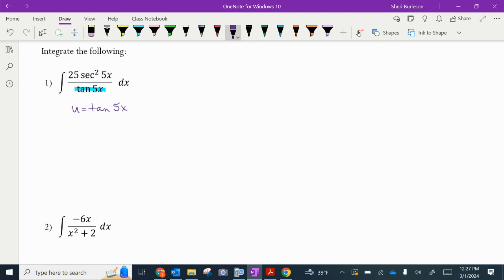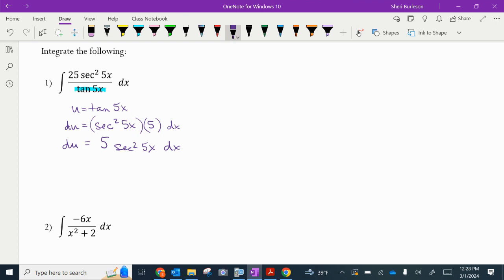And as soon as I saw a tangent and a secant squared, that should be my clue that tangent is my function, because the derivative of tangent is secant squared. So du is going to be secant squared 5x times the derivative of the inner function, which is 5, correct? So my du is basically 5 secant squared 5x dx.